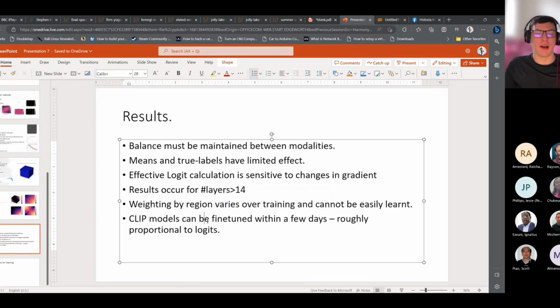However, the big takeaway that I have is that CLIP models can be fine-tuned within a few days, seemingly correlating to the number of logits that are present. And this is really significant because the original model, I think last time I sat down and worked it out, took about 33 GPU years. Or if you're doing it at the scale they're doing it, you can have 512 GPUs churning away for about 3 weeks, and you get your training in a reasonable amount of time.